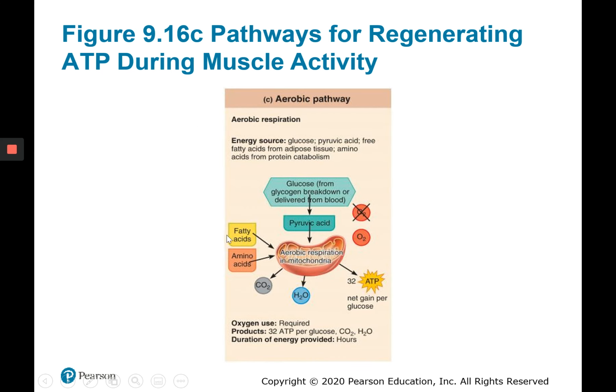So we can use glucose, fatty acids, or amino acids when oxygen is present to perform aerobic respiration in a mitochondria. This process produces up to 32 ATP to power skeletal muscle contraction and the processes therein. So even though oxygen is required, we get a lot of bang for our buck, but it's going to take hours.